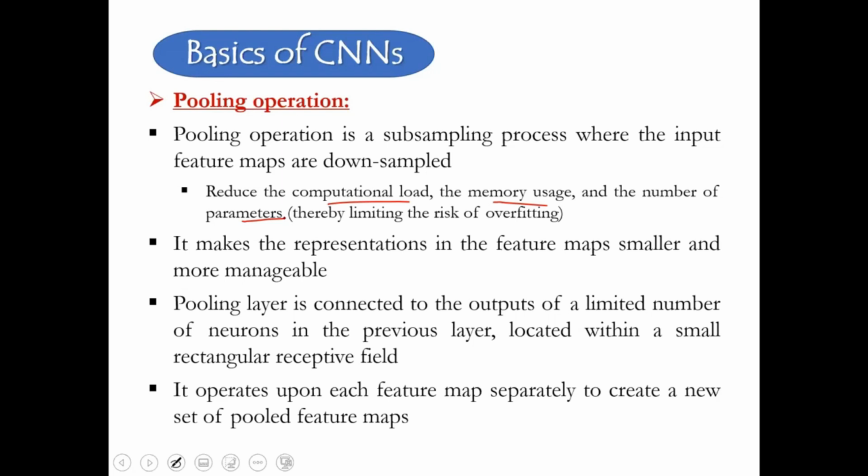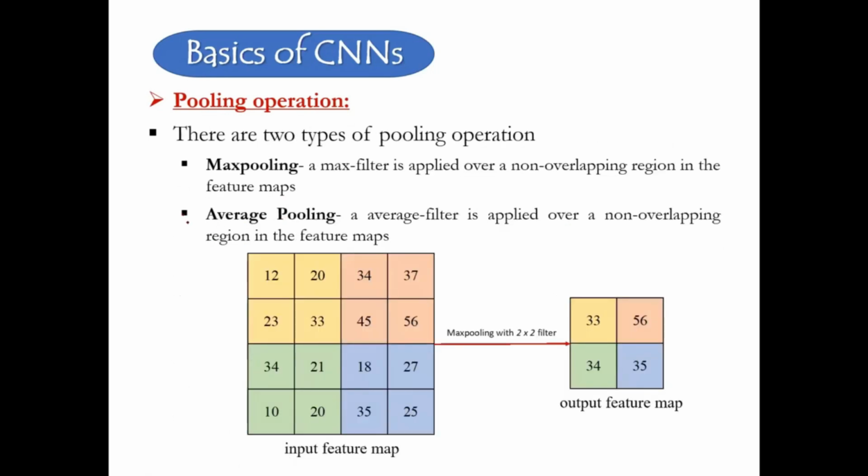Okay. Then in the pooling layer, the output of the neurons from the previous layer is connected to a limited number of neurons. We will see in the next slide what is happening in the pooling. For every feature map it encounters, a pooled feature map is created. There are generally two types of pooling operations: max pooling, which applies a max filter, and average pooling, which applies an average filter.